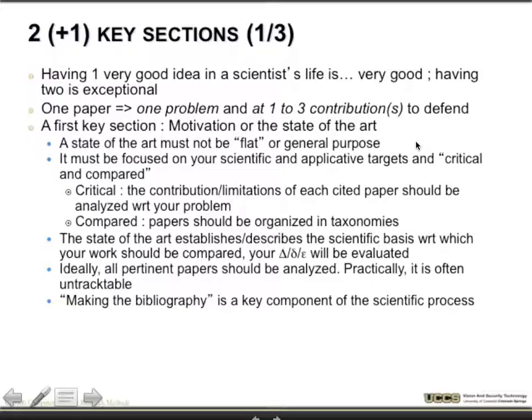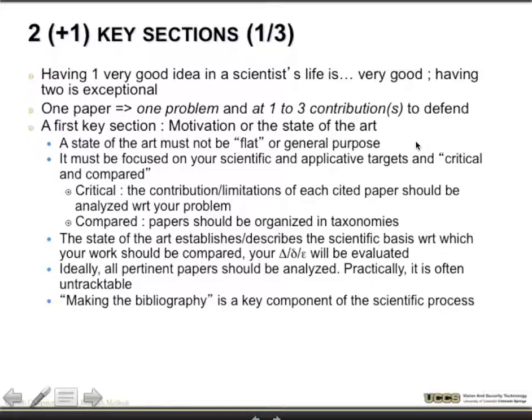Okay? It's really important in a good paper, and when you're reading and critiquing them, that the state of the art must not be flat or very general purpose. It's not like, well, here's hand waving of what people in general do. The state of the art must be specific, cited references that are addressing a similar or very related problem and have a way of comparison that you can talk about. Right? If it can't be measured, you can't really compare against it, and it probably isn't state of the art. And it really has to be focused on your scientific and application targets.